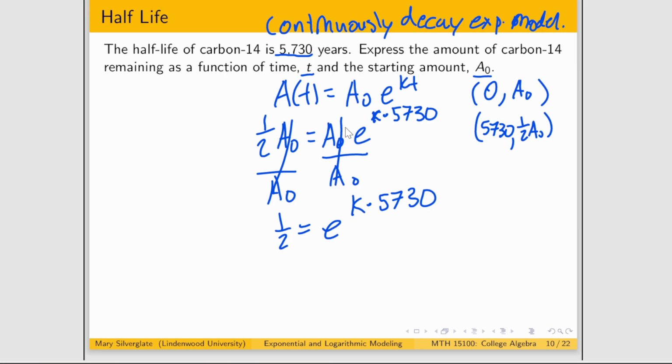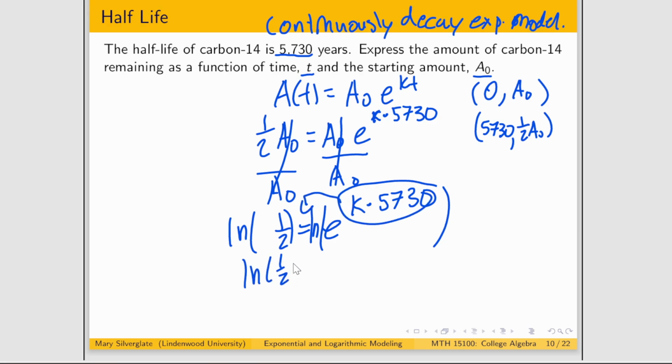I think it is nice to get comfortable with the idea that it's okay to divide by a variable, and that I don't actually care what the literal starting amount is. I can still divide both sides by it, and I'm good. From this step, what would I want to do in order to continue to solve for k? I would still want to natural log both sides, because that's how I get these out of the exponent to move out front. So then I have natural log of 1/2 is equal to k times 5,730 natural log of e. The natural log of e is just 1.